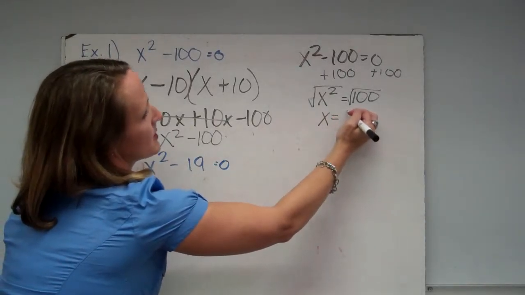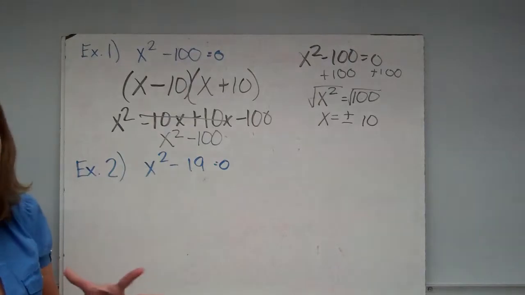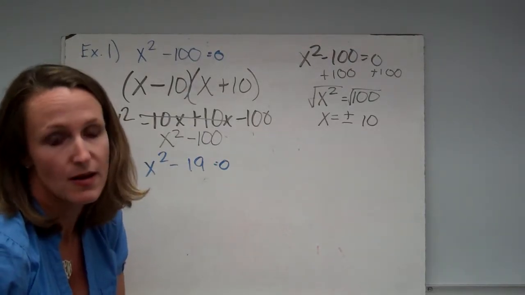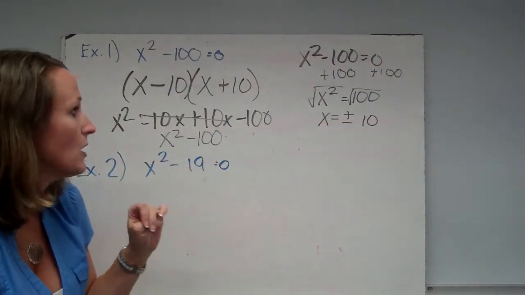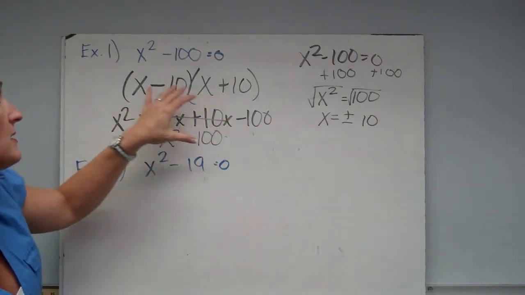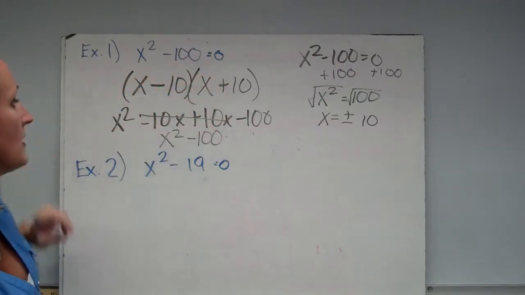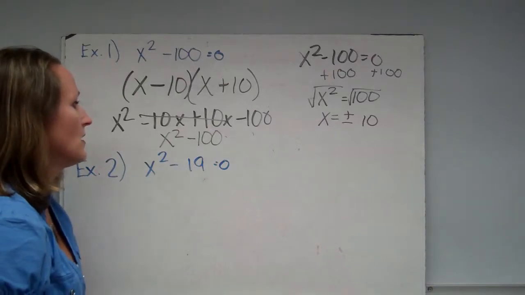The square root of 100 is positive and negative 10, because remember, you can do positive 10 times positive 10 or negative 10 times negative 10. You must include them both. We want two values, just like we would have gotten if we had pulled our x values out of the factored form. We would have gotten positive 10 and negative 10. Okay, so that was an easy one. Let's look at another one.